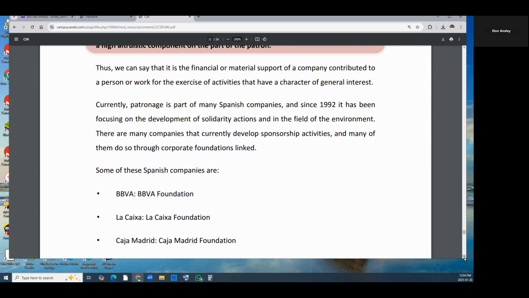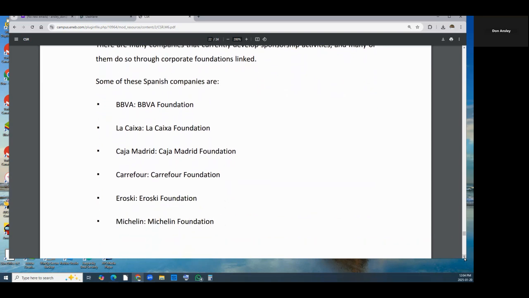Currently, patronage is part of many Spanish companies, and since 1992, it has been focused on the development of solidarity actions. And in the field of environment, there are many companies that currently develop sponsorship activities, and many of them do so through corporate foundations. Here are a few examples for your perusal.